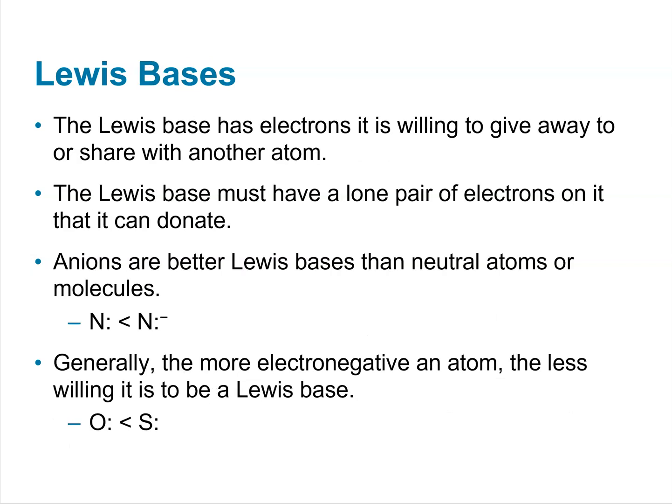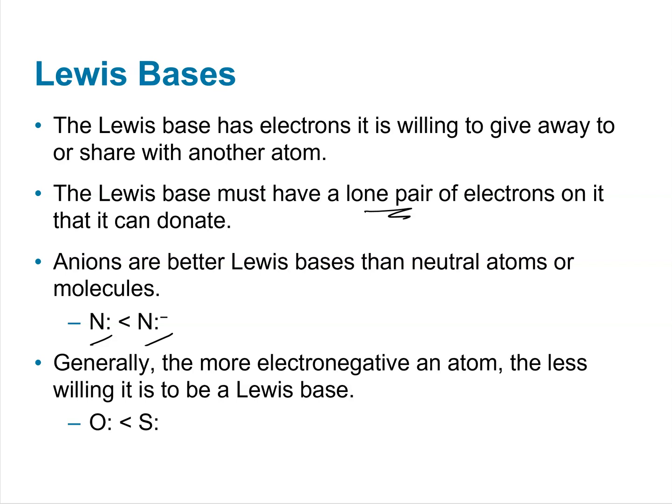So Lewis bases. A Lewis base has to have electrons it's willing to give away to another atom, and almost exclusively in the form of lone pairs. So we're really looking for lone pairs of electrons that it can donate as a base. Anions are typically better Lewis bases because they carry that charge, and that charge, because it's not neutral, makes that species prone to want to give up some electrons to reach neutrality. Because of that, a nitrogen with a lone pair and a charge is going to be a superior Lewis base to a nitrogen with just a lone pair.